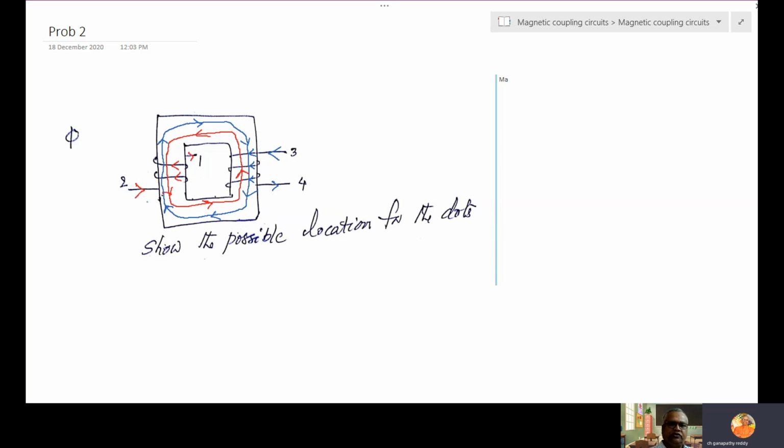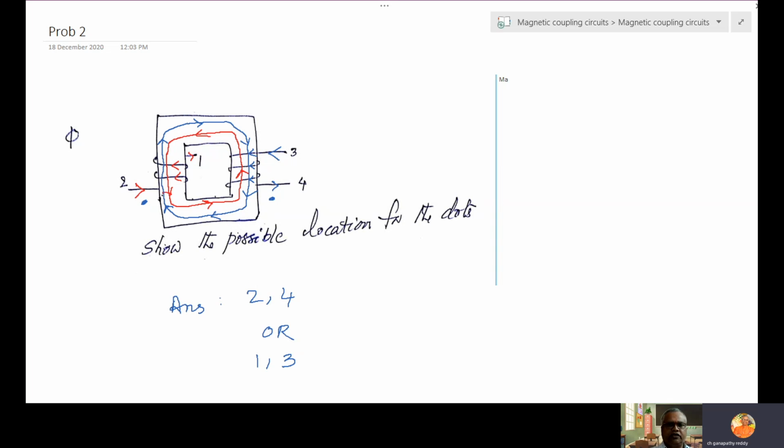So if I place the dot at 2, I have to place the dot at 4. When I am sending current from 2 and 3, if the flux is in the same direction, then I will place the dots at 2 and 3. Because the flux is flowing in opposite directions, I should place the dots at 2 and 4. It is equally correct to use 1 and 3 also. So what is the answer? 2, 4 or 1, 3. Both are correct.